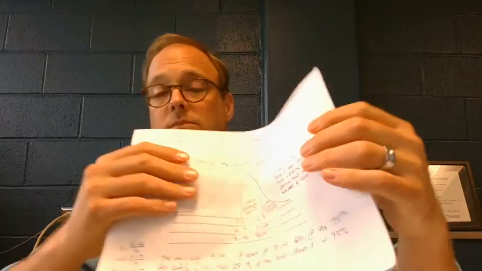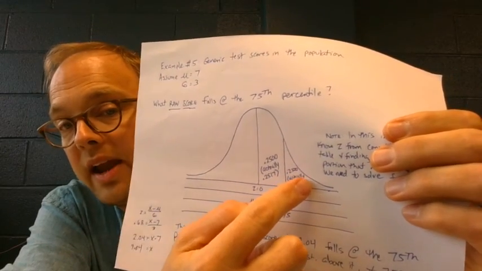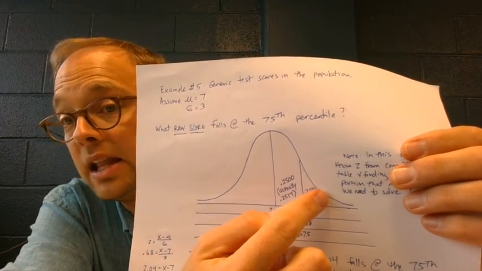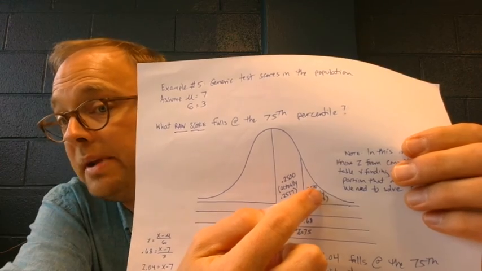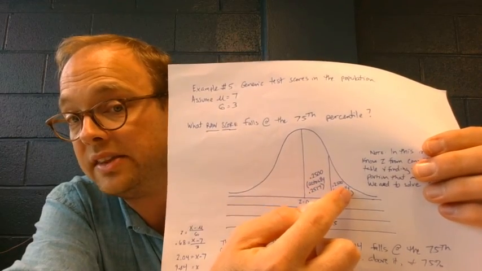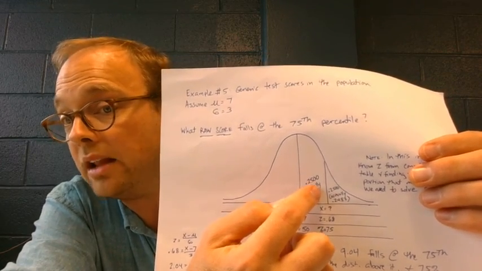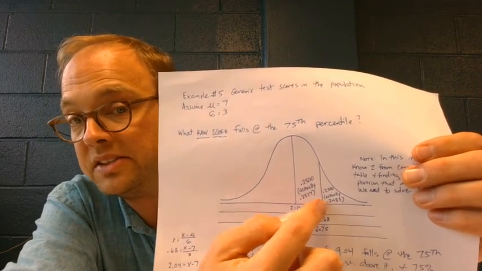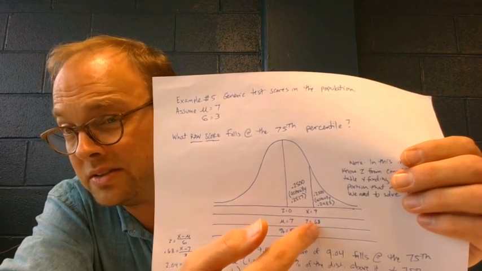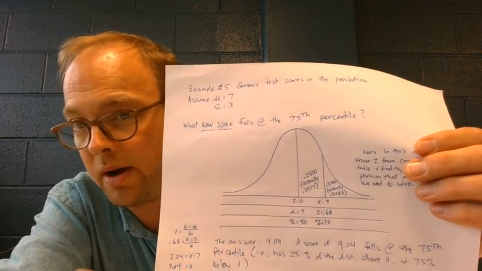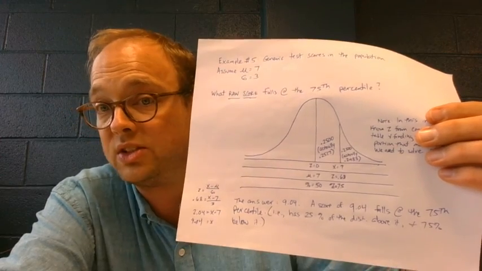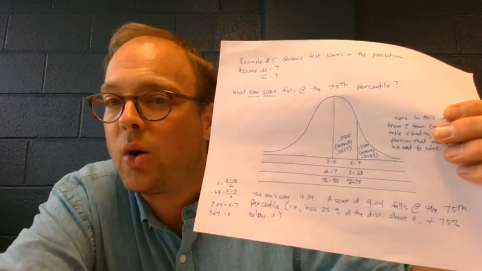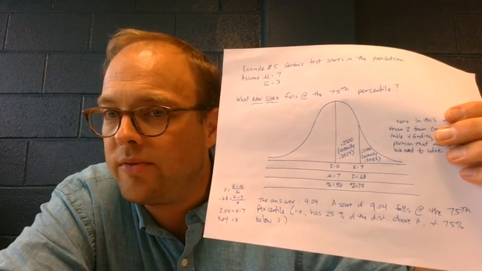This area right here, we've been referring to as the area beyond z, column C in the table. This area would be column B, the area between mean and z. But at this point in the problem, we don't really know what the z-score is yet, and we need to know it in order to solve the problem. So how can we find the right z-score?